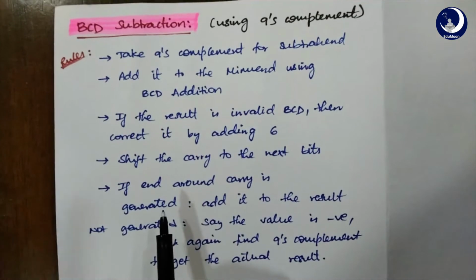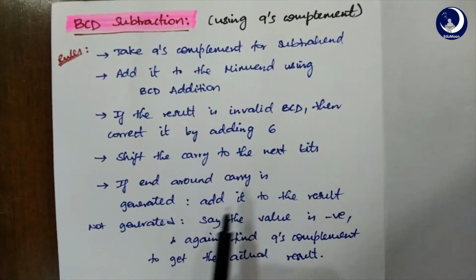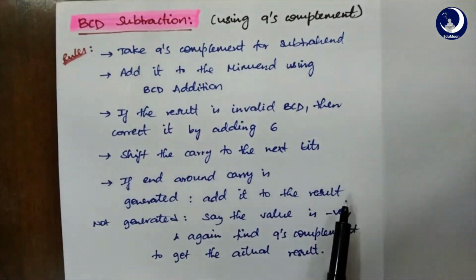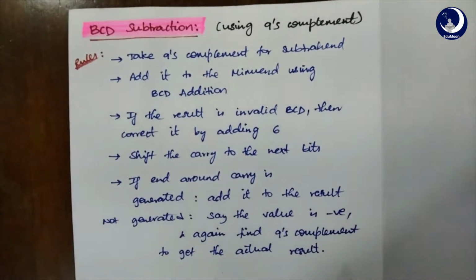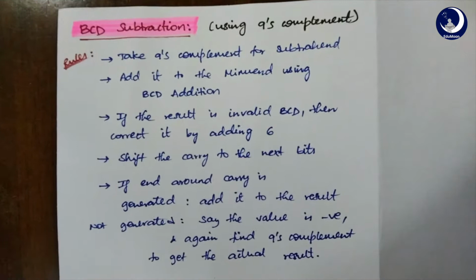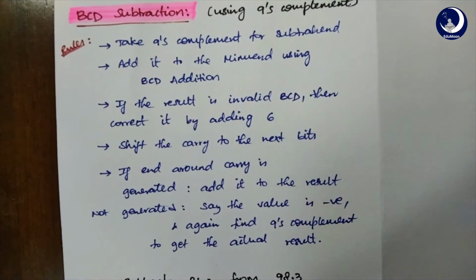And one more point to be considered here. If an end around carry is generated, add it to the result. If it's not generated, say the value is negative and again find the 9's complement to get the actual result. You will get to know it properly once I start solving the examples.